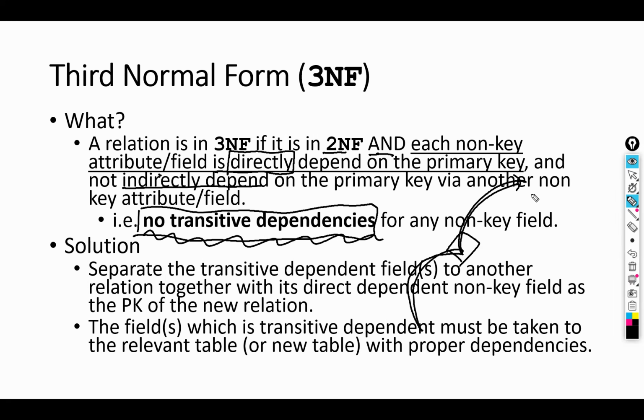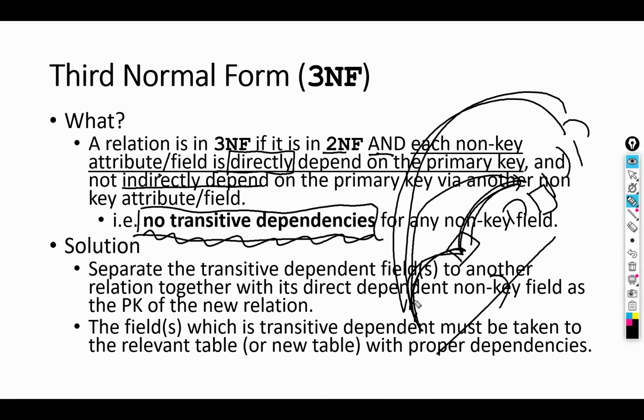So your non-key fields must directly depend on the key, not transitively depend. That means this depends on a non-key and this one depends on the primary key. That is a violation of third normal form. All your non-key fields must directly depend on the primary key, whether it's a single key, simple key, or composite key. So those violations, again, you need to fix.